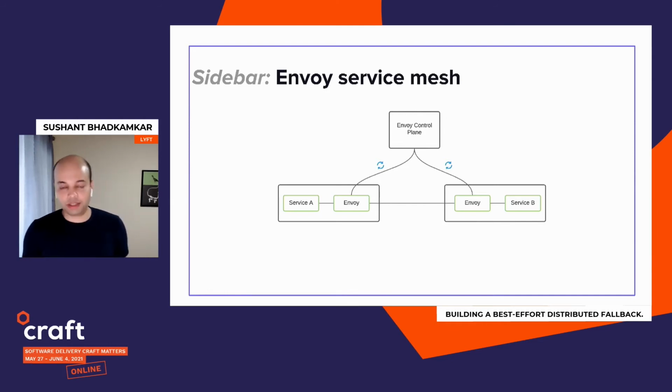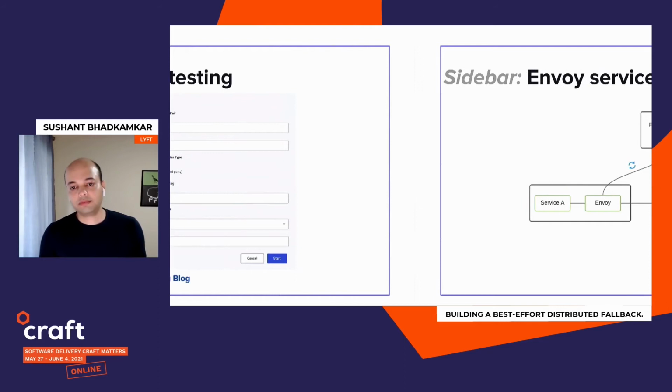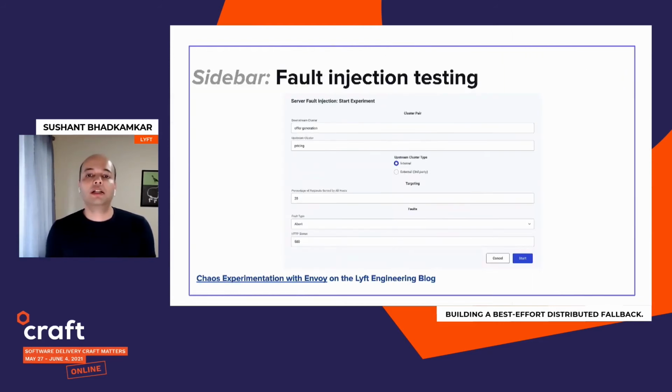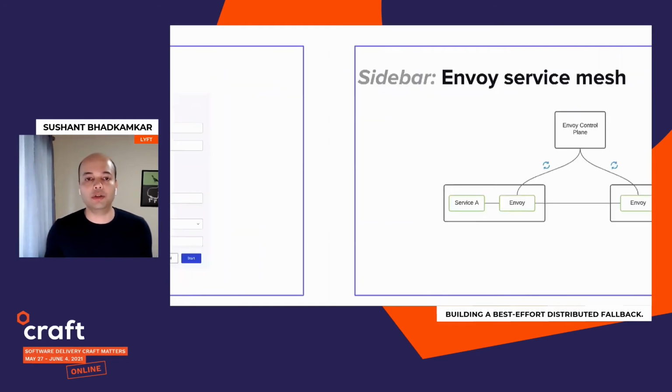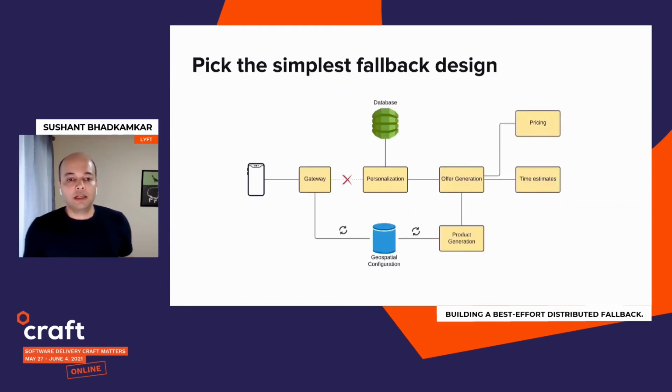Because of the web application now, it's very easy to run fault injection tests in our systems as well. That has helped us improve the reliability of the normal mode. So after we made sure we had that principle, where every component needs to be resilient to non-critical failures in its upstream, we could come up with a simple fallback design. And that was to build the fallback mode in the gateway service itself.